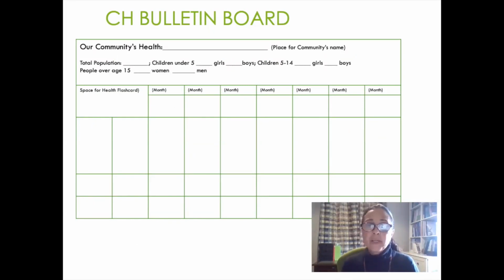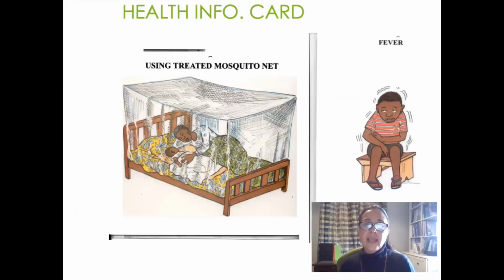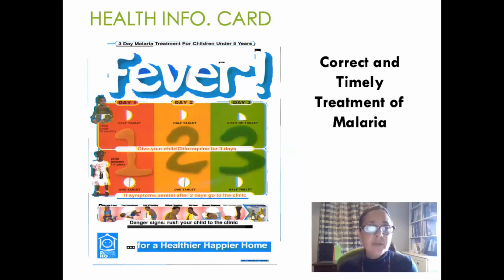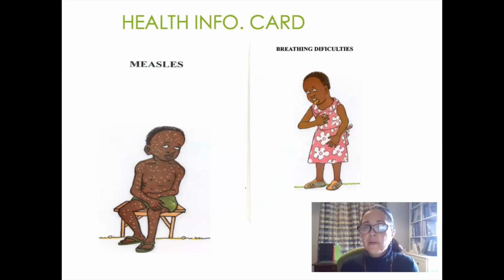I'm going to share with you on slide number 8 some of the health information cards. This is the health information card for sleeping under an ITN, and a separate card to the right was for fever. This was for correct and timely treatment of malaria, for measles and breathing difficulties, and these cards would be hung onto the bulletin board.